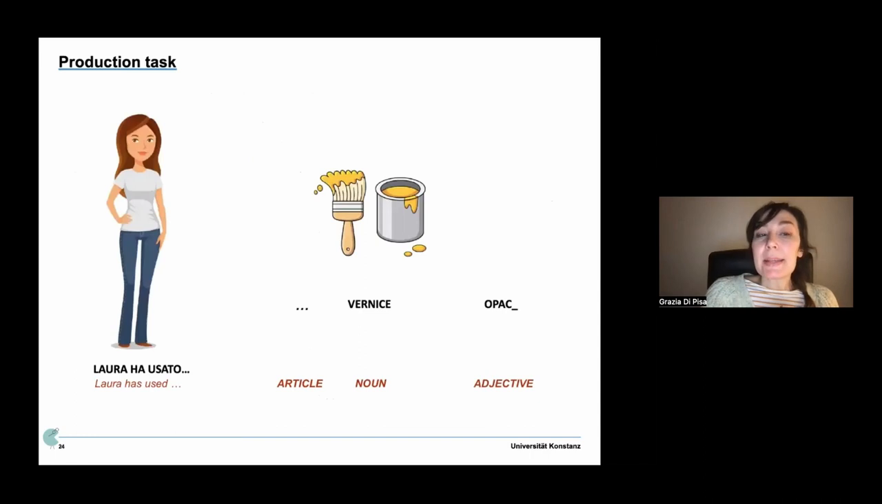And then finally, we had the production task. So basically, they were seeing a screenshot like this, a figure like this, with a character, with a verb, and then they needed to add the article. They were seeing the noun depicted in the image, and then they had the adjective, but without the ending. And what they needed to do was to create a full sentence. So in this case, Laura ha usato una vernice opaca, because vernice is feminine, vernice is paint, is feminine. So they needed to make the agreement with the feminine, and the article was la, because it's feminine.